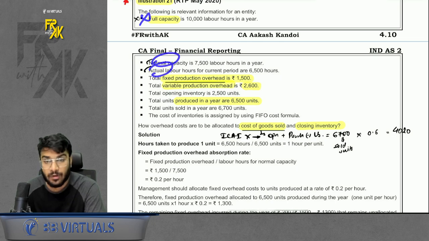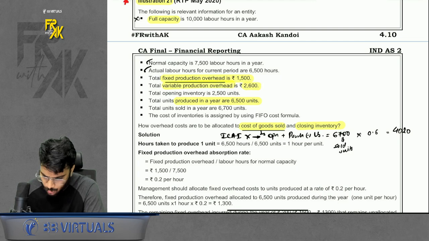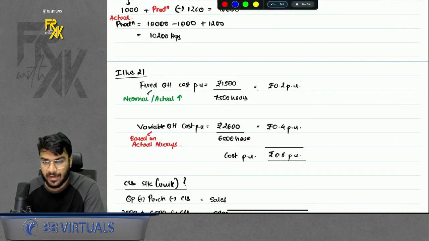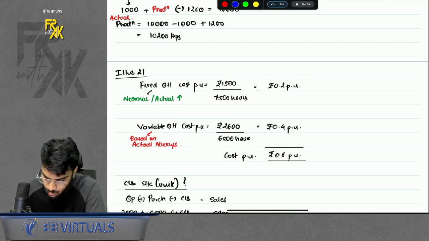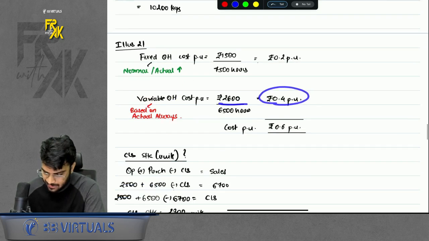Take normal and actual for fixed overheads. Okay, so basically you want to find the value of closing inventory and value of COGS. How will you find this? First, fixed overheads you will divide by normal or actual, whichever is higher. You got rupees 2.2 per unit. Variable overheads you will always base on actual, divided by actual number of hours. You will get per unit. Okay, this is the cost per unit.